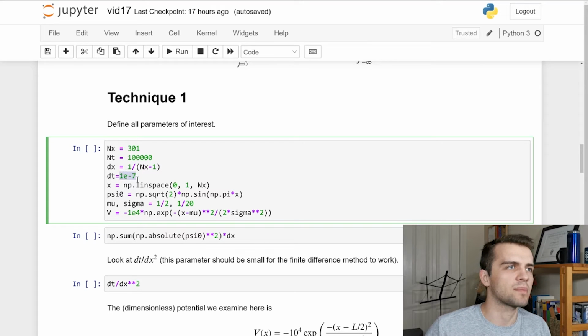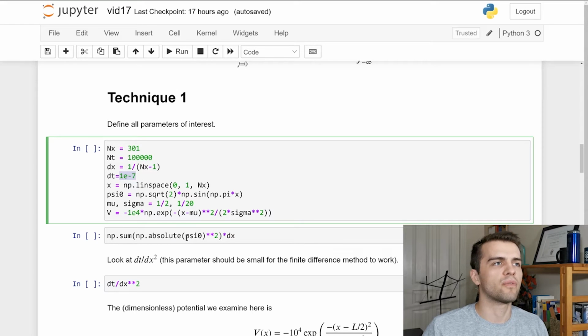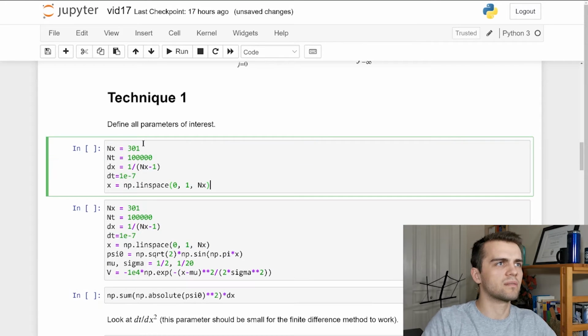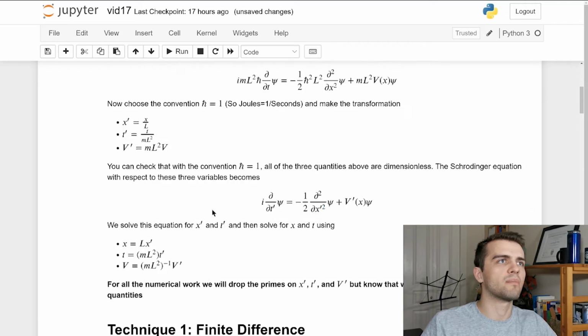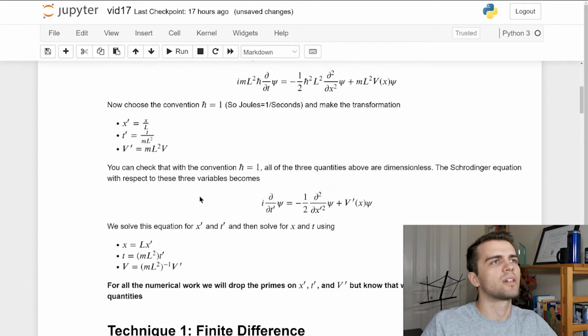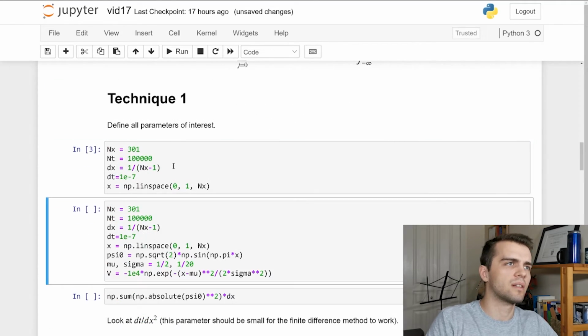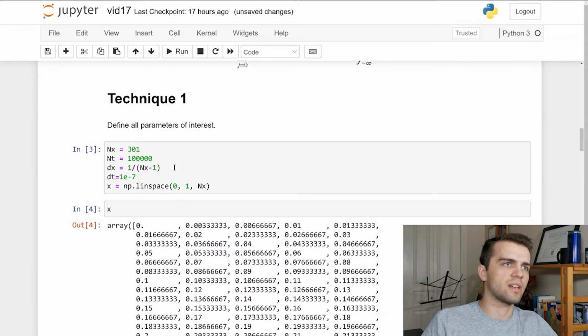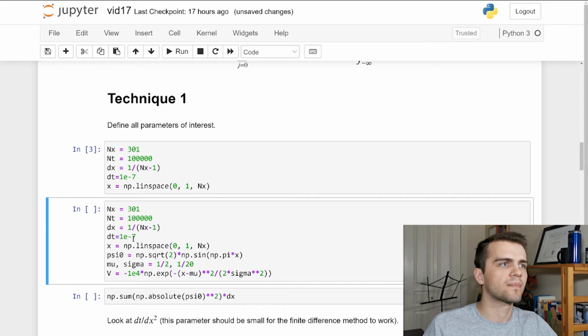And my dt is 1 times 10 to the negative 7. This is chosen small enough so that this quantity here, which I'll discuss in a bit, is small. x is just creating linspace here from 0 to 1. That's essentially creating an array. Again, if I import my packages, which I always seem to forget to do, and I look at x, this just creates a bunch of linearly spaced points from 0 to 1.